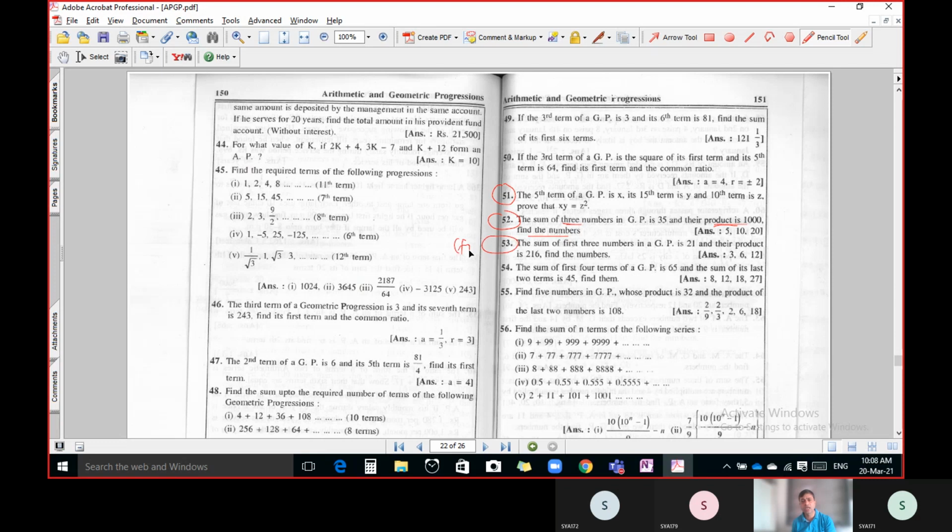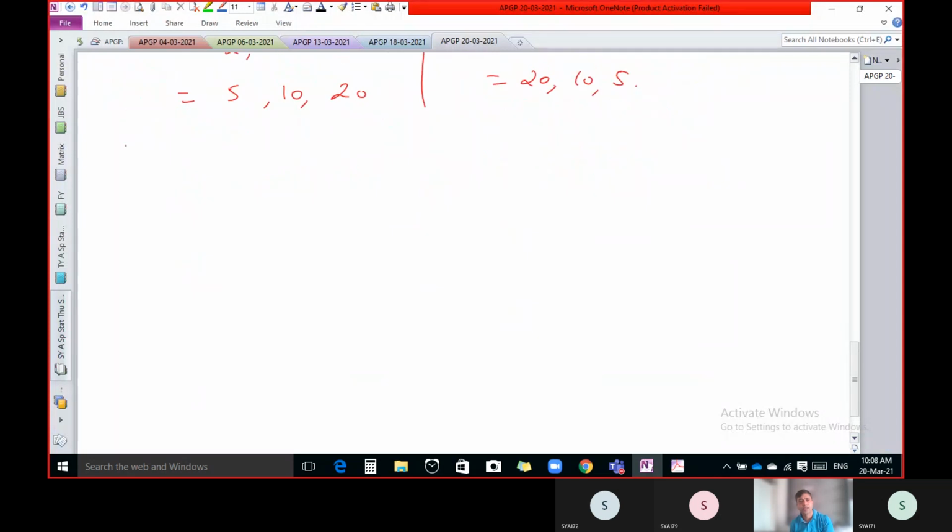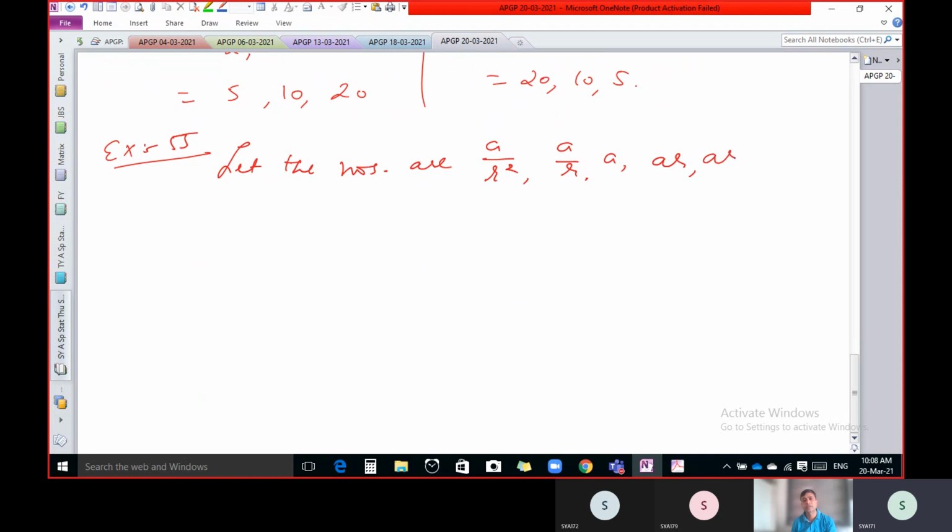Okay, do this question as homework. Let us do question number 55. Find five numbers in GP whose product is 32 and the product of the last two numbers is 108. So here we have to find five numbers. Which five numbers do we have to assume? A upon r square, a upon r, a, a into r, a into r square. Correct. And use the condition of product. The product is given, 32.